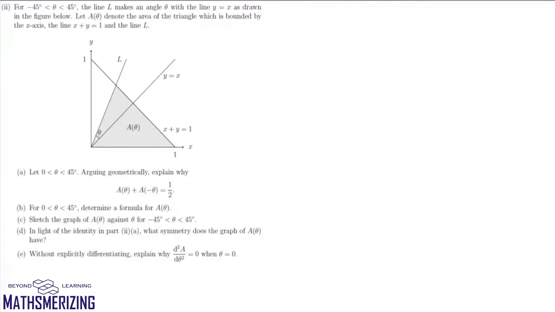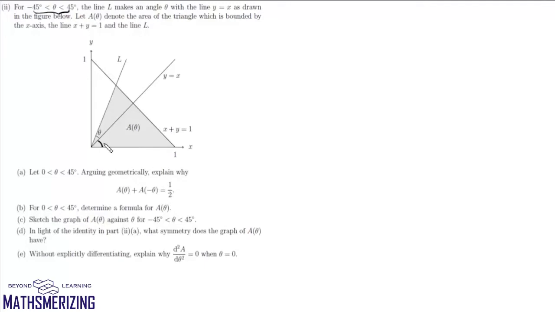Now part 2 is, for theta lying between minus 45 and plus 45, the line L makes an angle theta with the line y equals x as drawn in the figure. Let A(theta) be the area of the triangle which is bounded by the x-axis and the line x plus y equals 1 and this line L. Now part A is, let theta lie between 0 and 45, we need to show geometrically why A(theta) plus A(-theta) is 1 by 2.